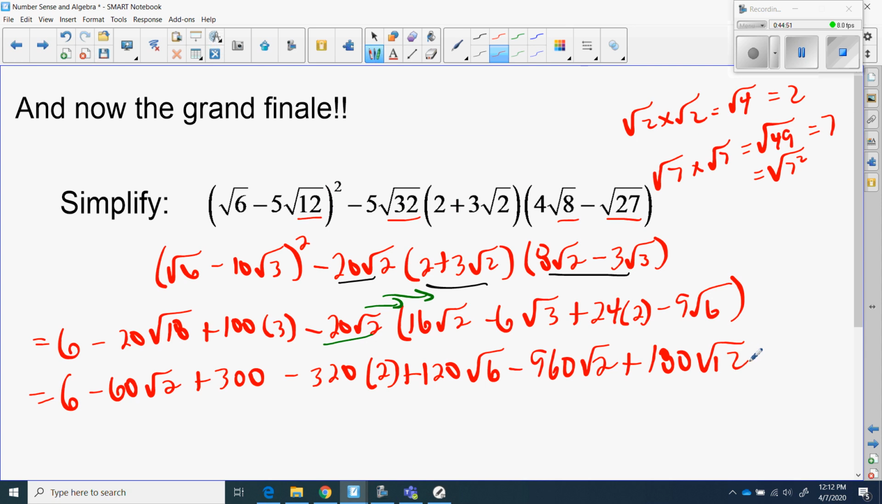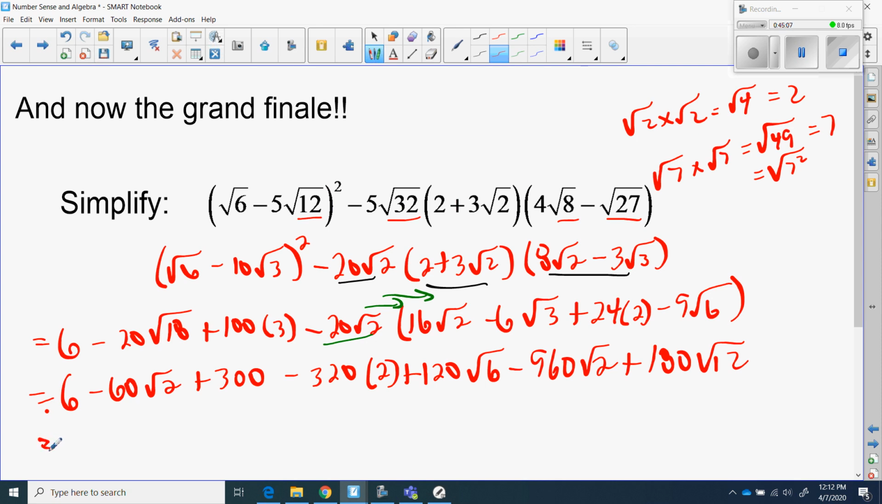Alrighty, so now I'm going to tidy up a little bit. So I've got some numbers that I can group together here. And I've got one radical here at the end that will reduce. That's not in simplest form. So we'll tidy that one up and see what we've got here. Okay, so here we go.